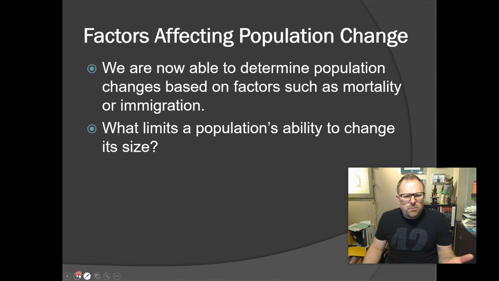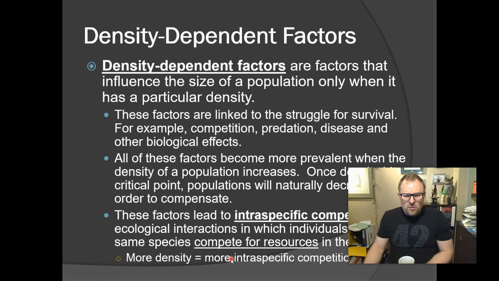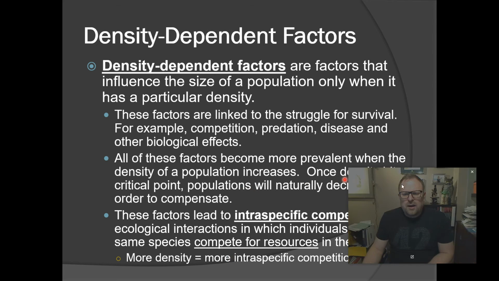We can determine population changes based on factors like mortality or immigration, but what limits the population's ability to change its size? Well, there's factors that do this, and these terms that we're going to discuss here, I think, are very important to think about, because they're kind of things that a population is subjected to that it may or may not have control over in some ways.